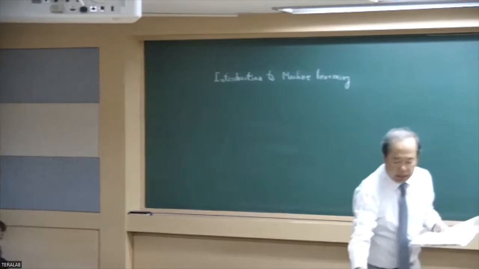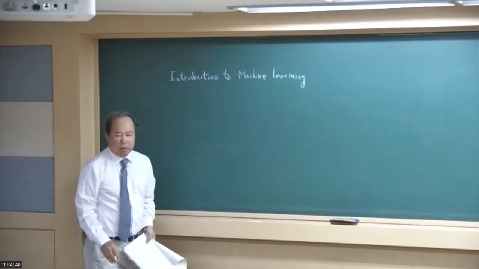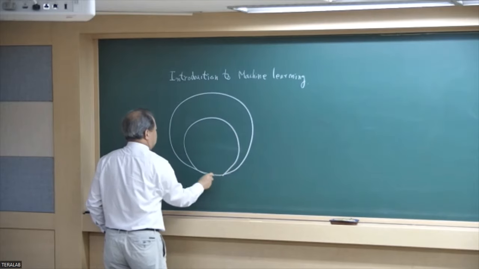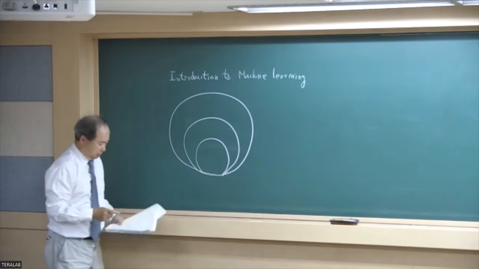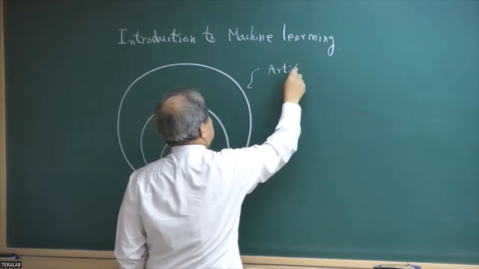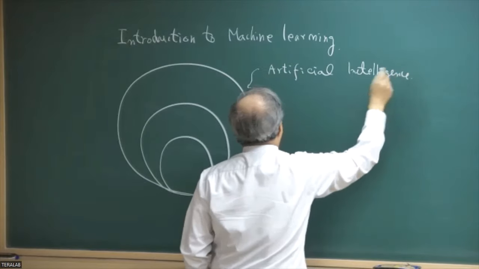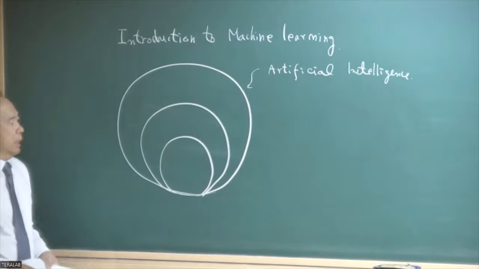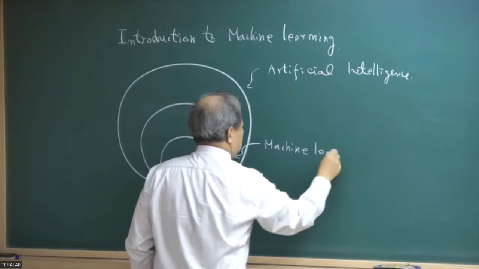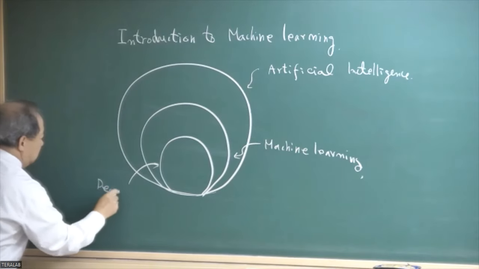The main subject of class today is introduction of machine learning. First, I would like to give you the basic concept of machine learning. I would like to use this diagram to explain the basic concept of machine learning. The largest circle represents artificial intelligence. And the second circle represents machine learning. And the smallest circle represents deep learning.